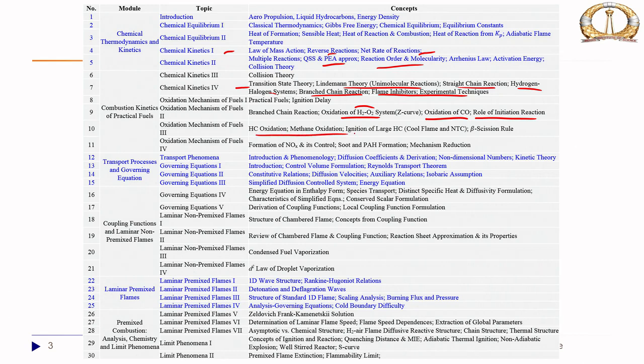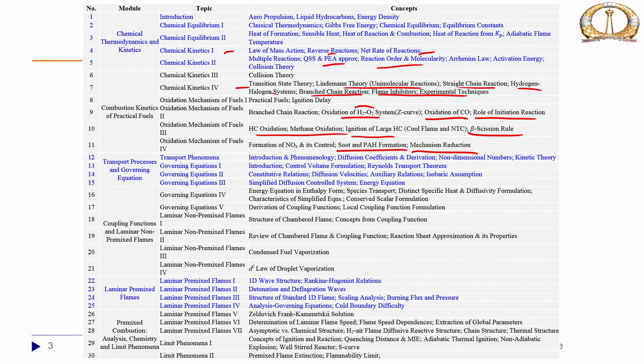We looked into methane oxidation, ignition of light hydrocarbons and the phenomena that it entails, like cool flames and negative temperature coefficients, how the bond breaks in different hydrocarbons, beta scission rule, formation of NOx, Zeldovich mechanism, prompt NOx, etc. Those things that we discussed, the concepts of soot and PAH formation in a very tangential manner, in a very quick manner we discussed. Also we discussed very few aspects of the mechanism reduction.